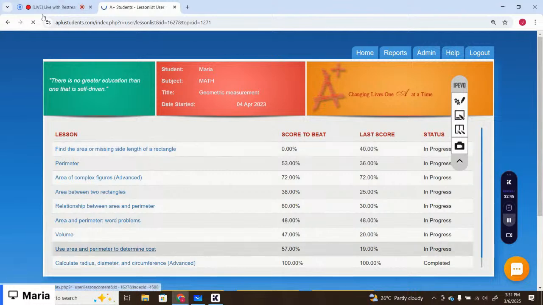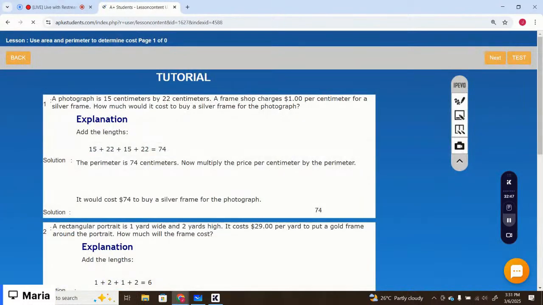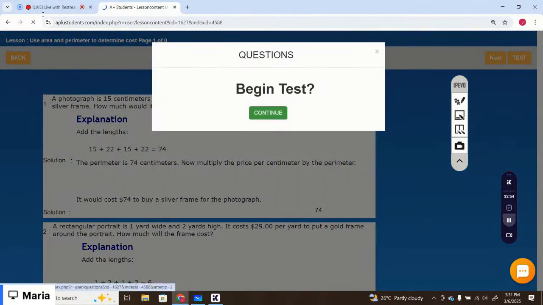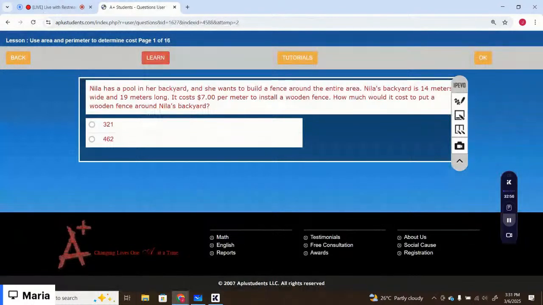Use area and perimeter to determine cost. Let's start with the test questions. Neela has a pool in her backyard and she wants to build a fence around the entire area. Neela's backyard is 14 meters wide and 19 meters long. It costs $7 per meter to install a wooden fence. How much would it cost to put a wooden fence around Neela's backyard?